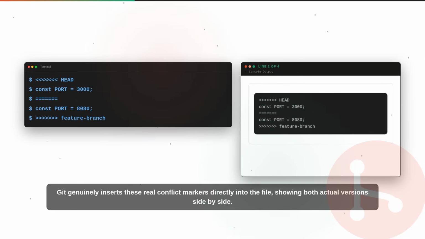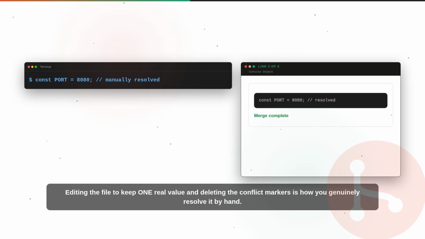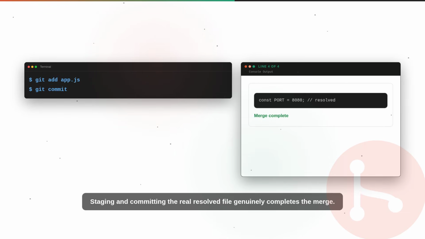Git genuinely inserts these real conflict markers directly into the file, showing both actual versions side by side. Editing the file to keep one real value and deleting the conflict markers is how you genuinely resolve it by hand. Staging and committing the real resolved file genuinely completes the merge.